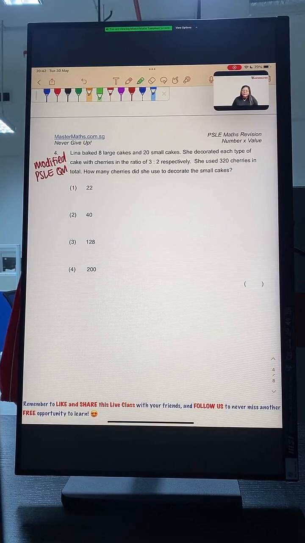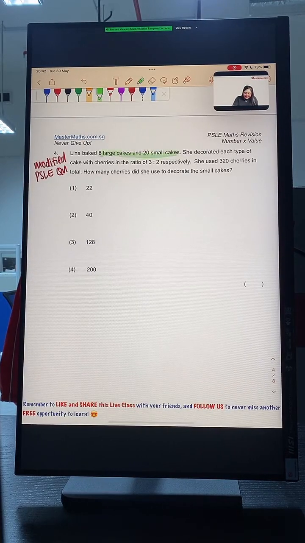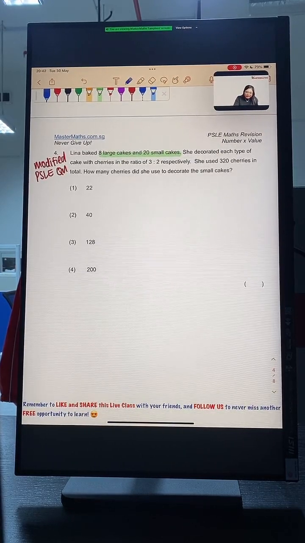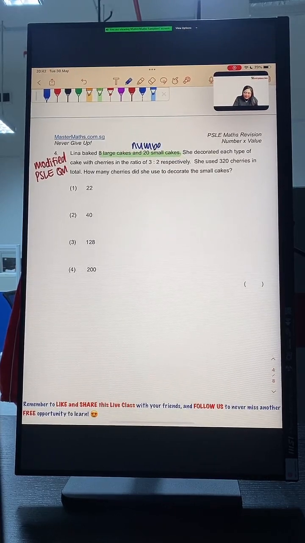Let's take a look. Lina baked 8 large cakes and 20 small cakes. This time round, the number, does it have any units for the number? What do you think? Did they give us the number of cakes in terms of fraction or ratio? No, right? They just gave us 8 and 20. Simple. So we will take 8 and 20 as they are. So this is our number.